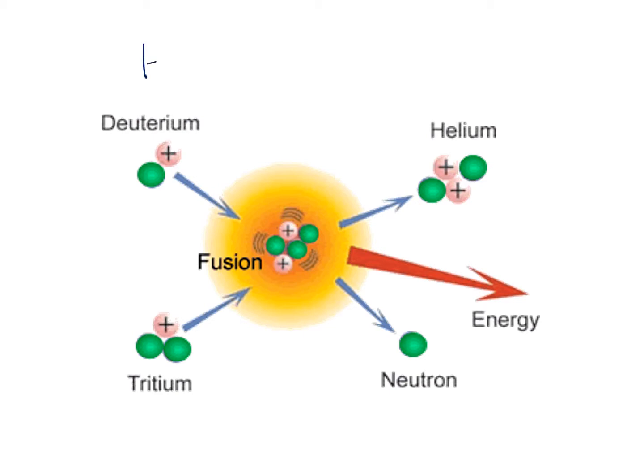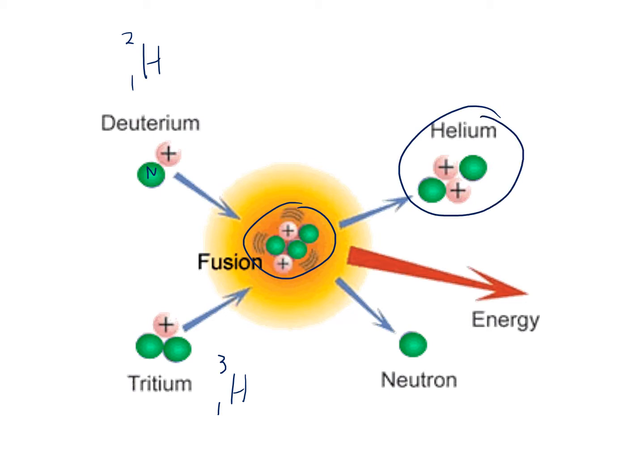So this is the slightly more complex version. Here we have an isotope of hydrogen called deuterium. It's got 1 neutron and 1 proton. And here we have another isotope of hydrogen called tritium, which has 2 neutrons and 1 proton. When they are combined together, they form helium, and they leave a neutron along with an awful lot of energy, which is going to make its way towards the Earth, or in any direction from the Sun.